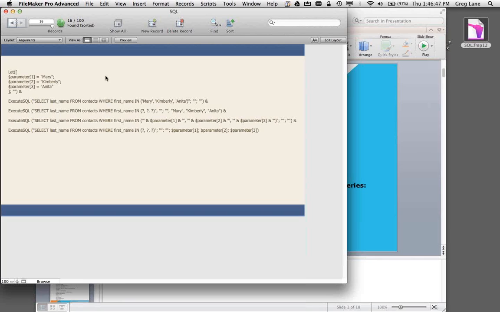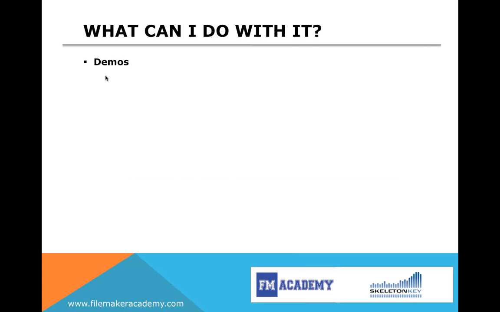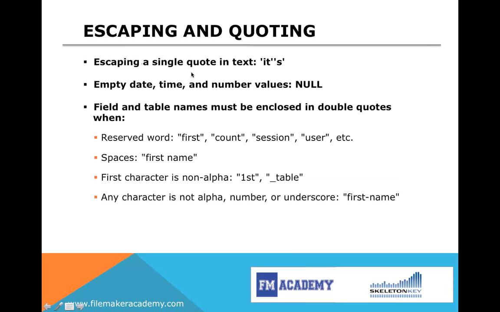All right, so those are those demos. Let me switch back to PowerPoint. I've got just a few more slides here, a couple of things to mention. If you're going to have a string of text that has a single quote in it, you have to escape that with a second single quote. So that may be another argument in favor of using the parameter approach because FileMaker will take care of escaping that for you. I also wanted to mention that for date, time, and number fields, you can use the null keyword to represent a blank value.